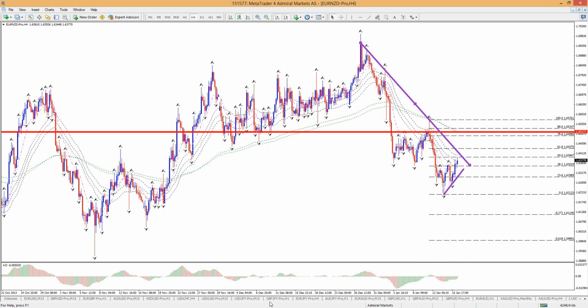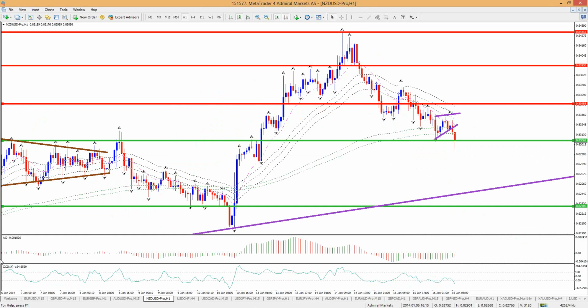The Kiwi. There it is. Kiwi, 83.30. Can we expect 83.30 again?